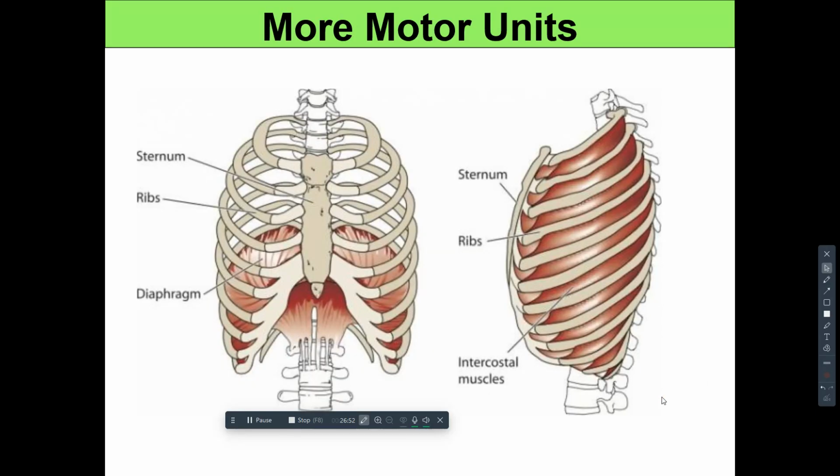Well, first of all, I can use more motor units. Like I can activate more muscle fibers in my diaphragm. I can activate more muscle fibers in my intercostal muscles, my external intercostal muscles. I can do a bigger contraction with those muscles. If my diaphragm contracts harder, it'll go down more, and there'll be a bigger volume above it, and therefore lower pressure, and therefore more air movement. Same thing for my external intercostal muscles.